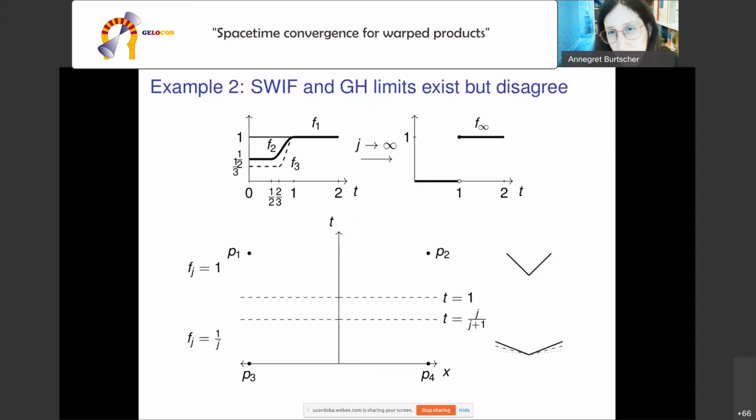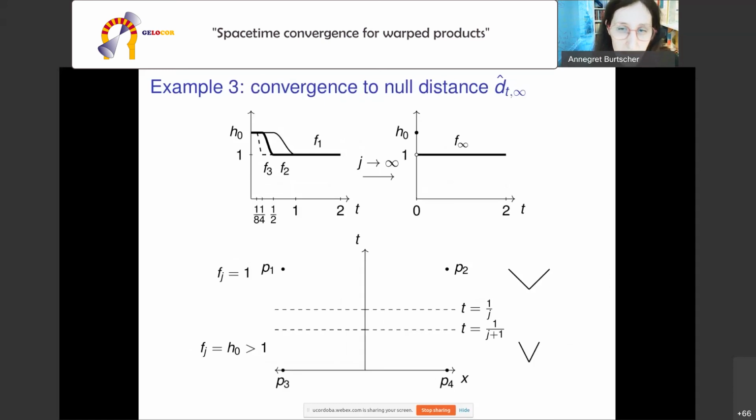Then the second example was the one where the limits disagree, where the warping function just becomes 0 in the limit. So this is this collapsing degenerate case. And the third example is the one where it actually works, where the limiting warping function is always lower than the sequence, which means that the null cones are wider. And in that case, we don't actually have a problem.